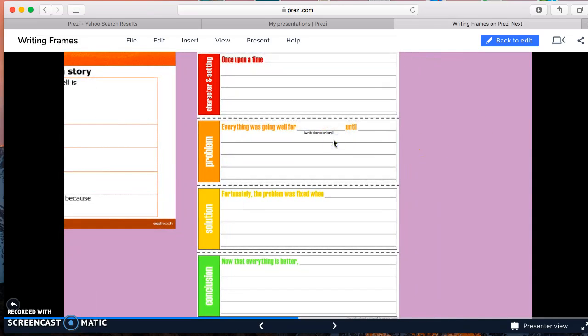This is one of my favorites, and this deals with story elements. So you have the character and the setting, the problem, the solution, and the conclusion. I use this quite often in my classroom because it targets a lot of skills that my students need to have, such as retelling a story, being able to look at the story elements.